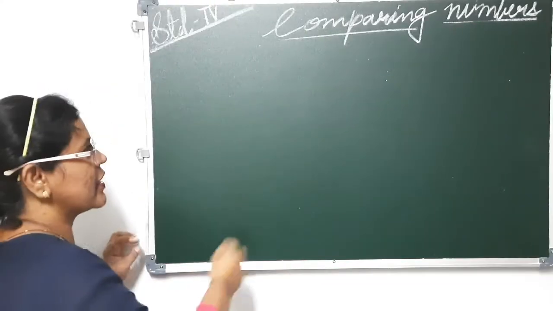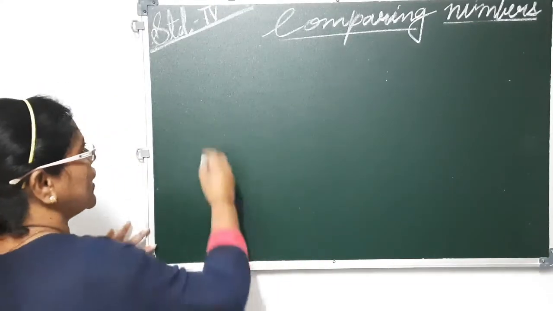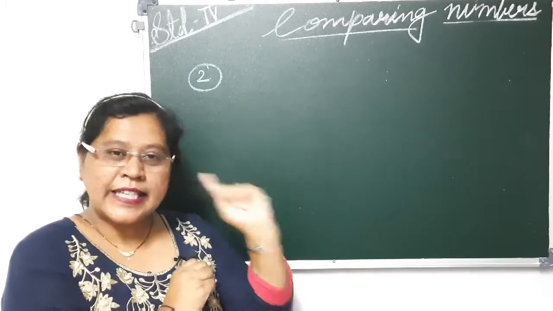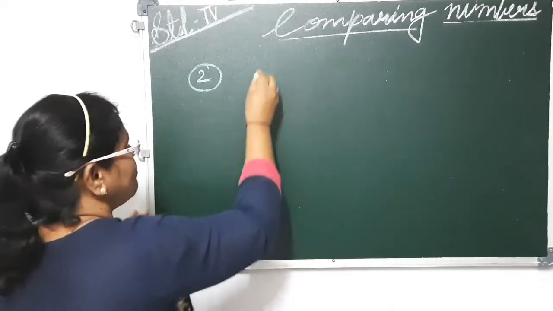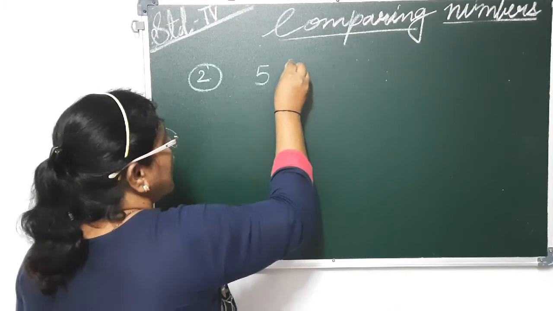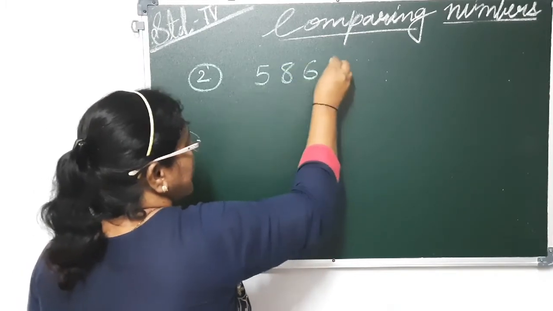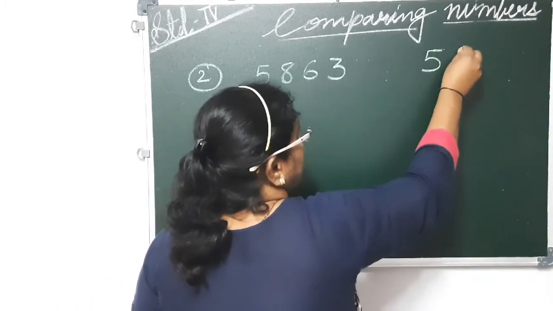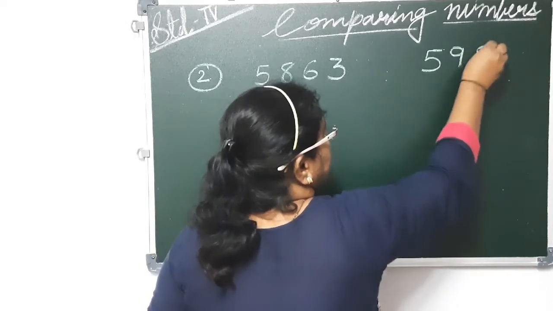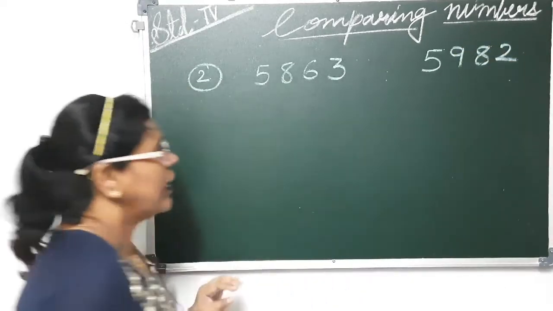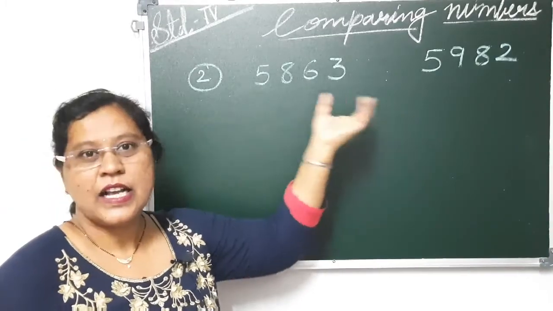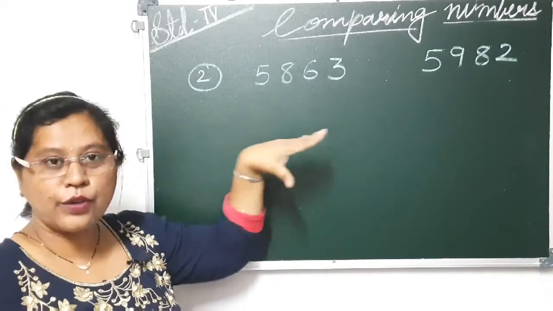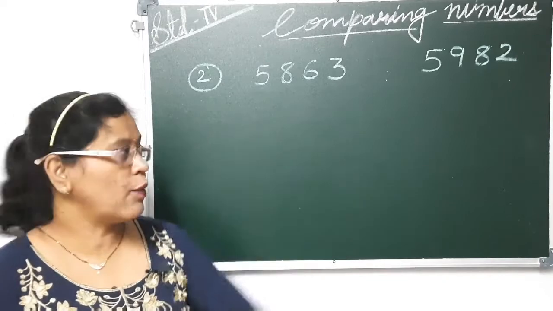Understood the first one? Okay, my dear students, now we'll go with the second rule of comparing numbers. The second rule says that if same-digit numbers are given to you, for example, we'll write 5863, and here we'll take another number, 5982. When numbers like this are given to you, how are you going to do the comparison? How are you going to say which is the greater and which is the smaller number?